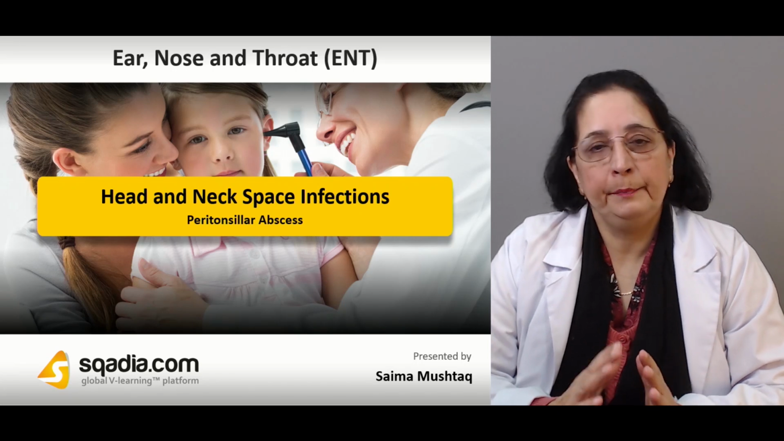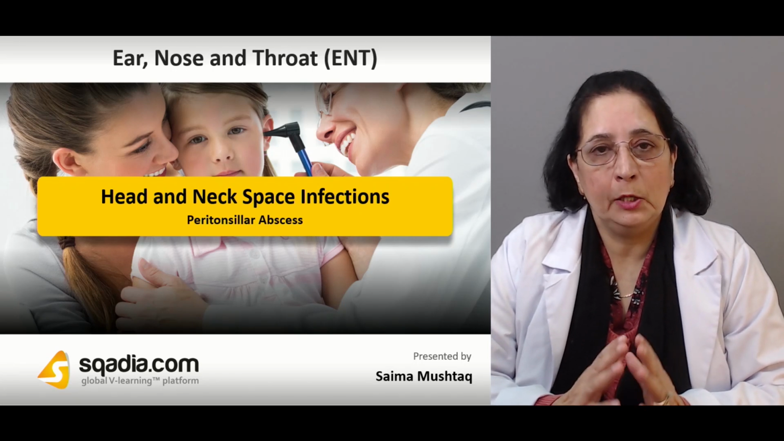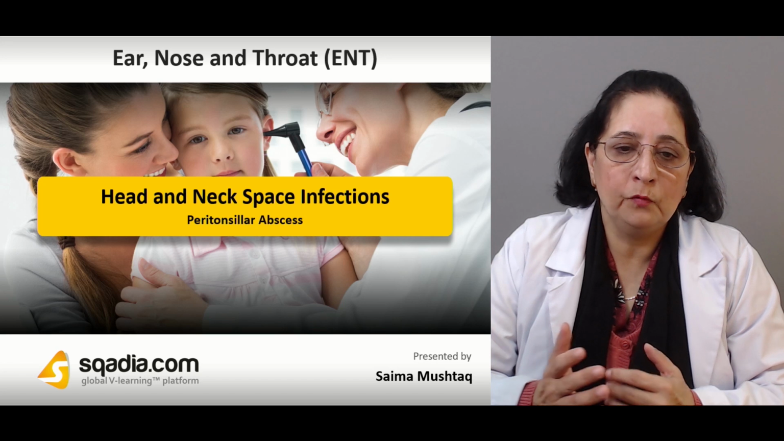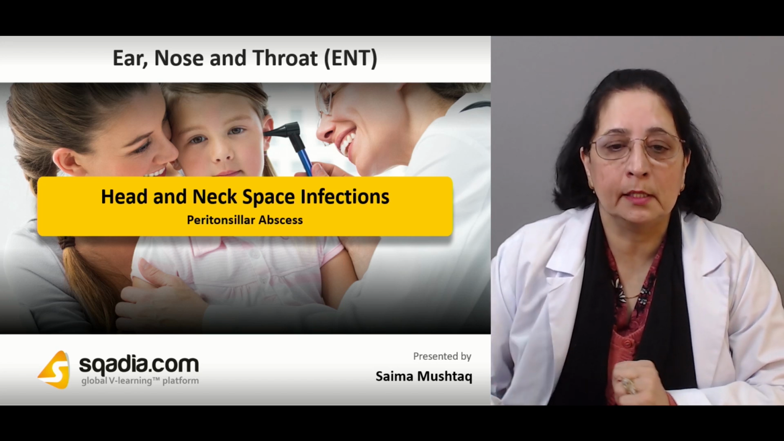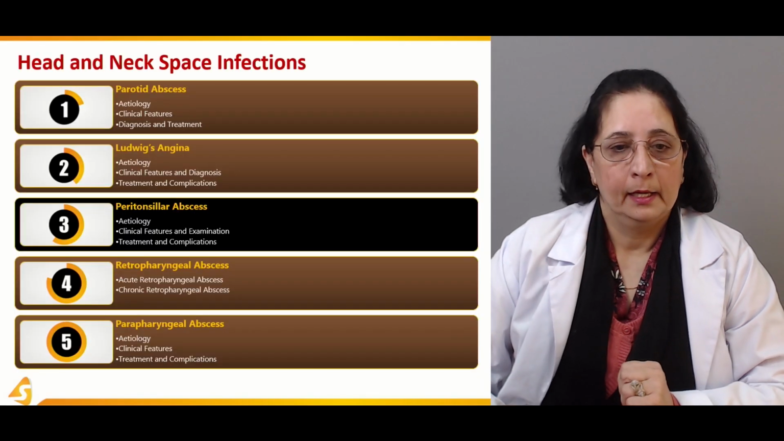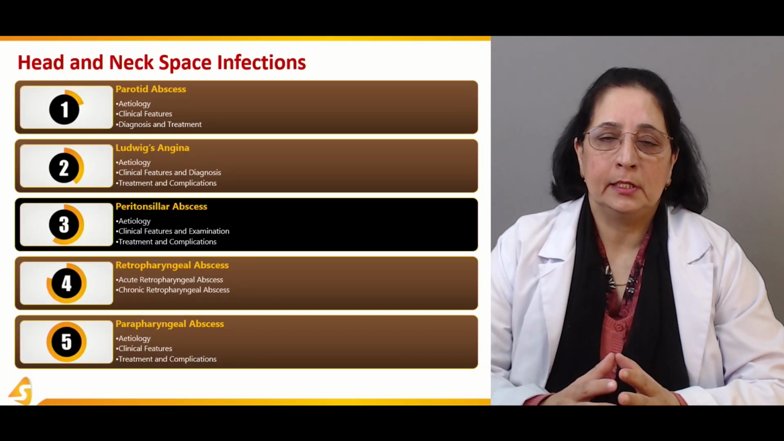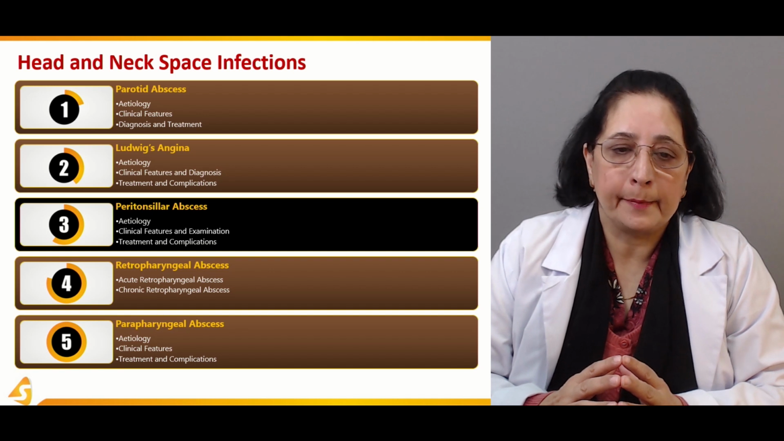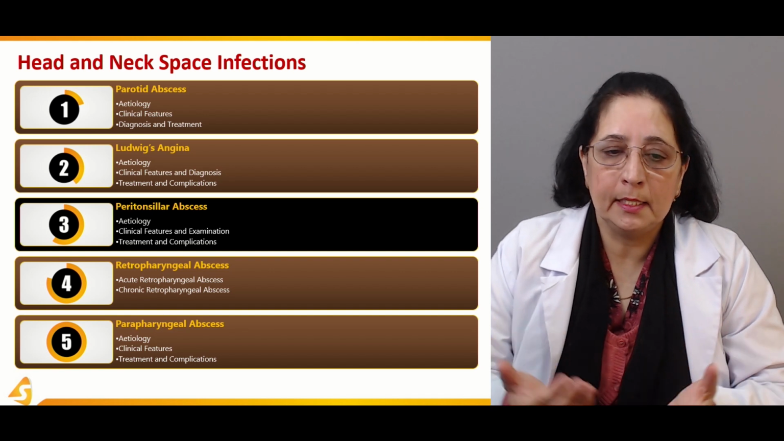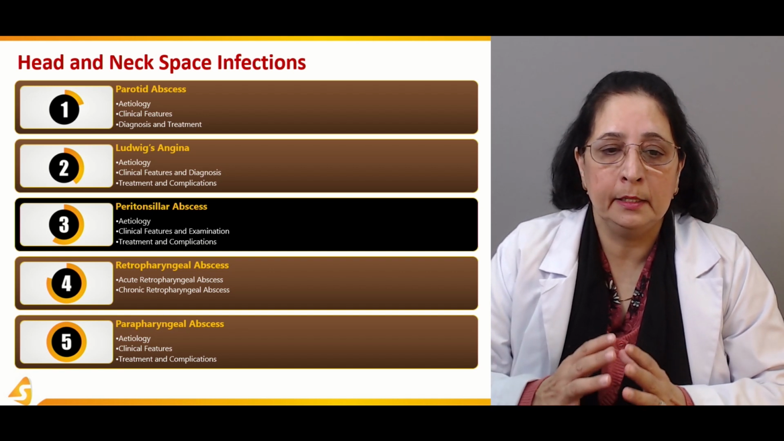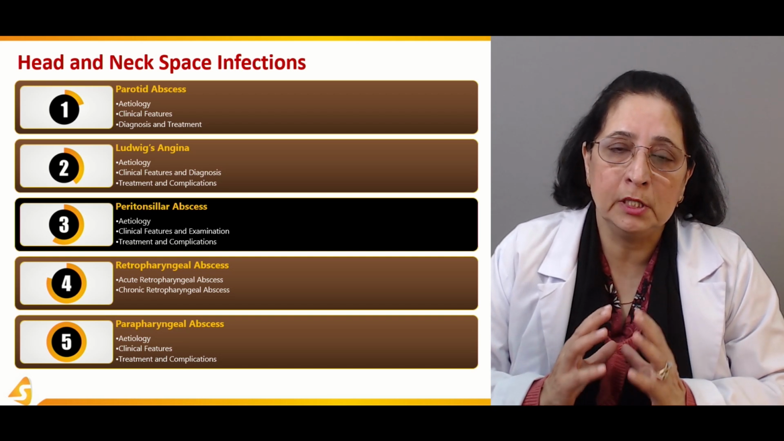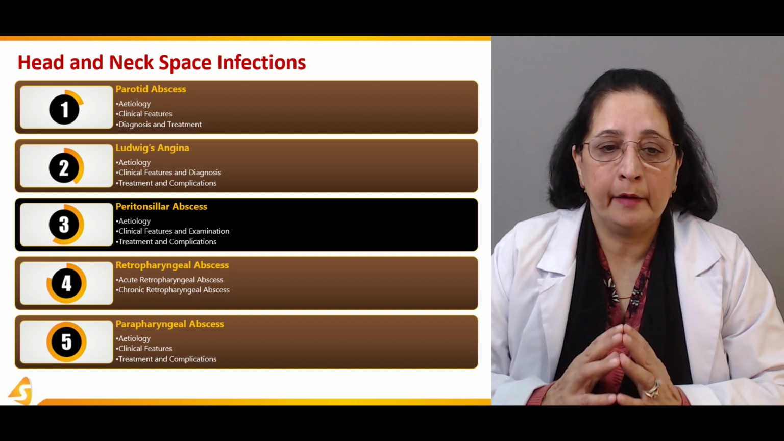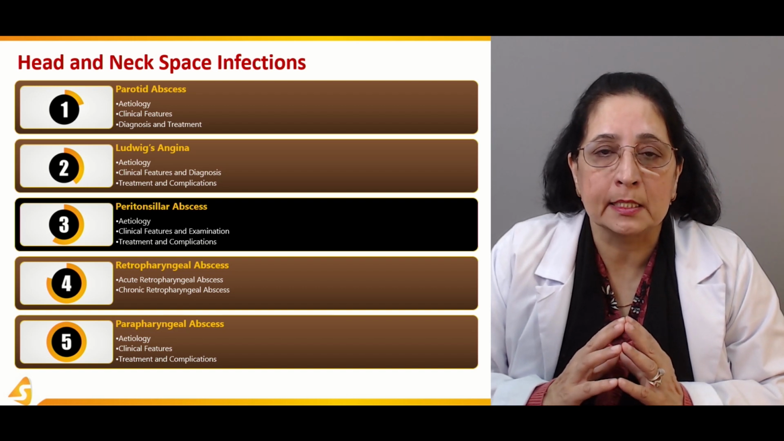So after the parotid abscess and the Ludwig's angina, let's move on to another topic, which is the peritonsillar abscess. In this section, when we discuss the peritonsillar abscess, peri means around, so it's the abscess around the tonsillar area, around the tonsils, so peritonsillar abscess.